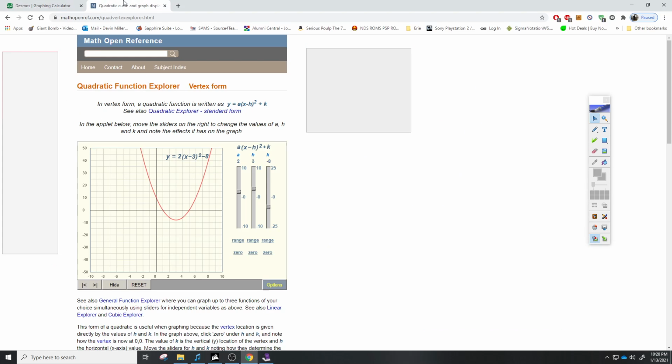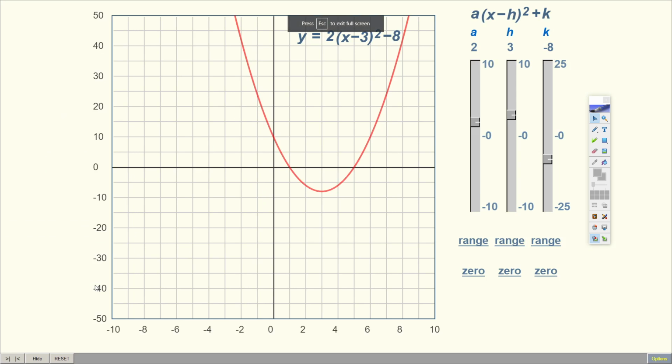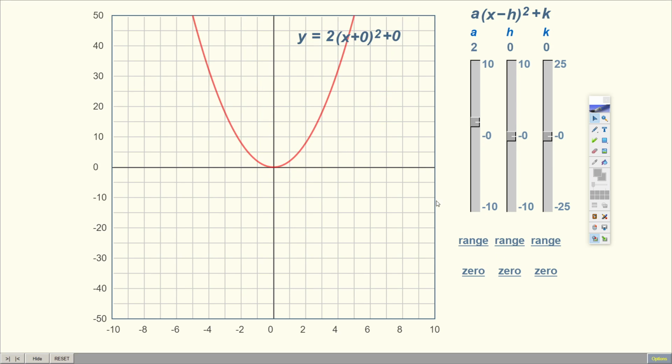So let's go ahead and go to that website. I opened it up here. This is what it looks like when you first open it up. I don't know if I can do full screen. Okay, maybe you can see that a little better. So see how it's in this form here? a(x minus h) squared plus k. It's the same form we talked about. Here it gives you the actual equation. I'm going to snap these to 0. Click 0 on these two here. So right now we're looking at y equals 2x squared. The rest of it's 0. You can actually move these sliders up and down and change it.